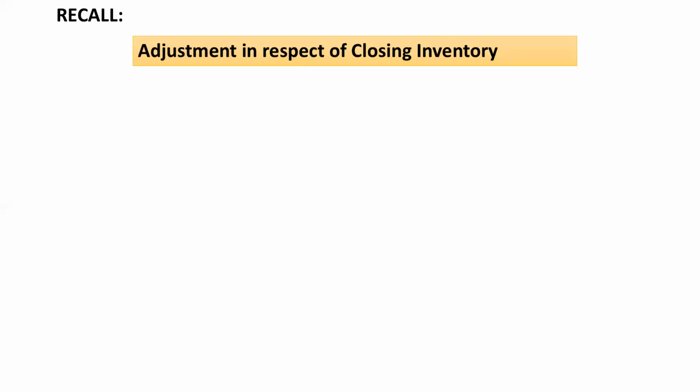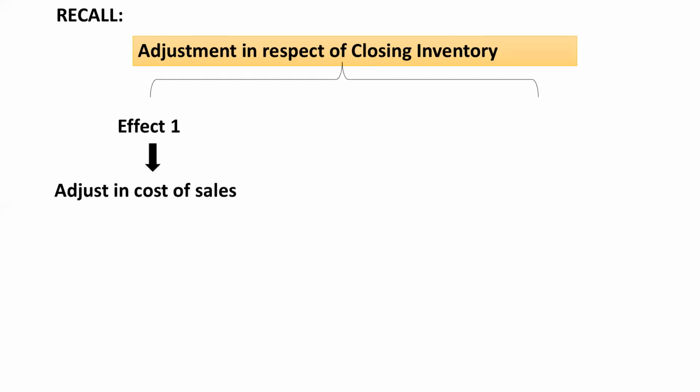Closing inventory are the goods that we do not sell. They don't give us gross profit, so we have to adjust it in the cost of sales. That is, we have to remove it from the cost of sales. Cost of sales is an expense. If you remove it from the expense, that means you're removing it from the debit, so you're giving it a credit effect.